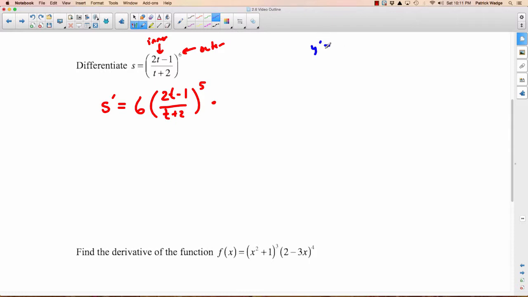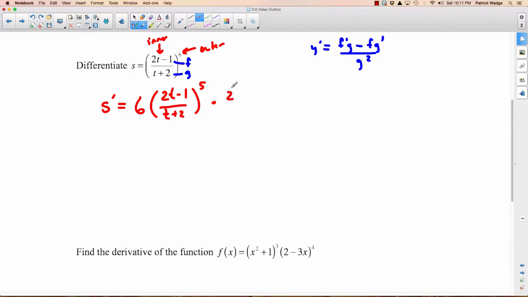Y prime equals f prime g minus fg prime all over g squared, where your f is the top and your g is the bottom. Hopefully you remember this from last day. So f prime, we've got to take the derivative of the top.